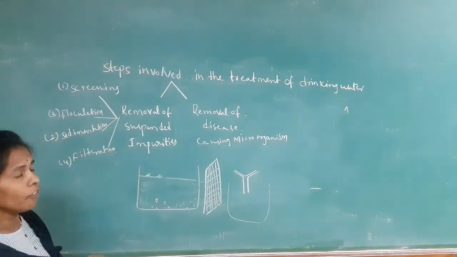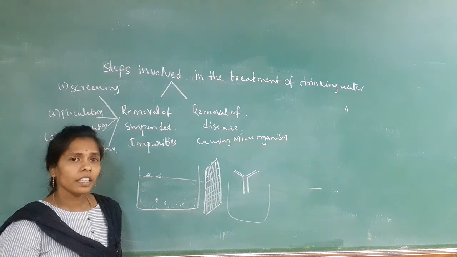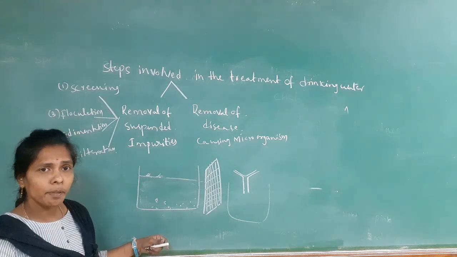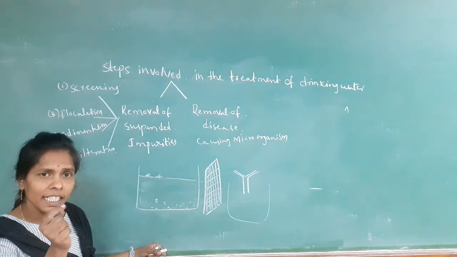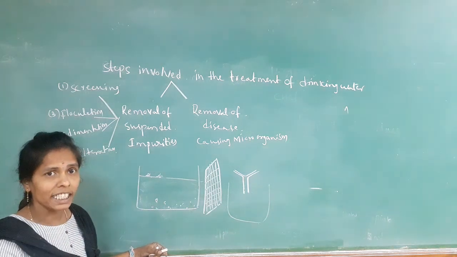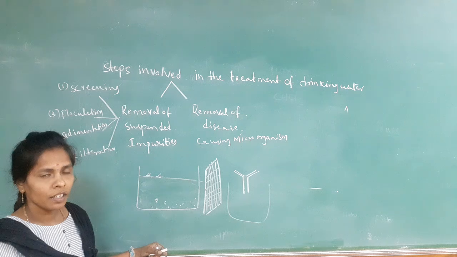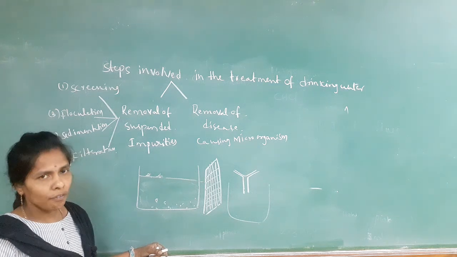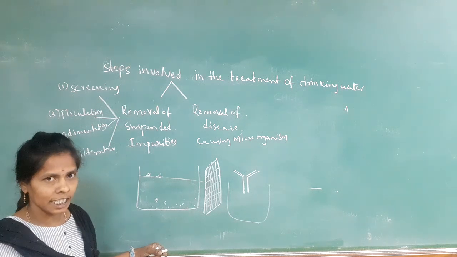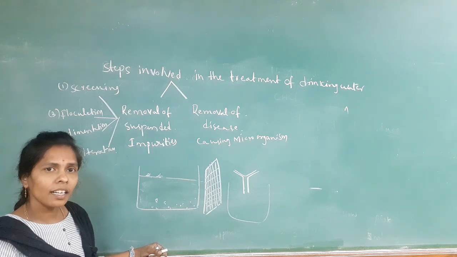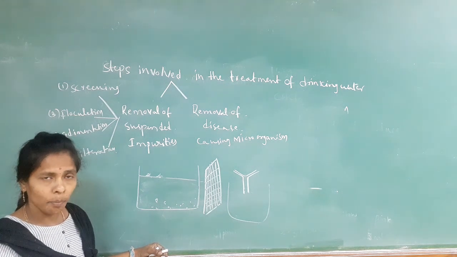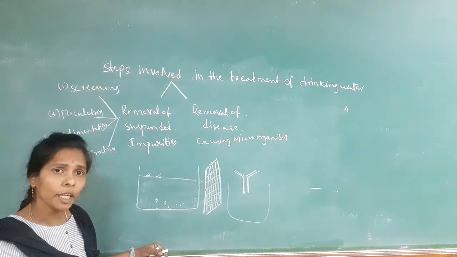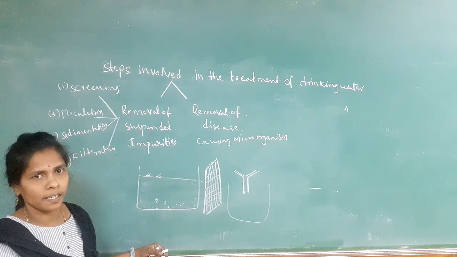Now the next one, flocculation. Flocculation is especially useful for the medium sized impurities which are not settled down at the bottom of the container. We have removed the floating impurities and high density impurities, but there are some small sized impurities which do not settle down at the bottom of the container, and these can be removed by the flocculation process.